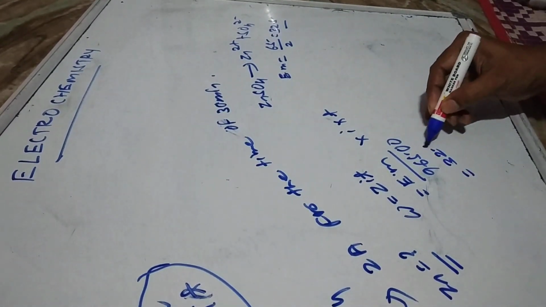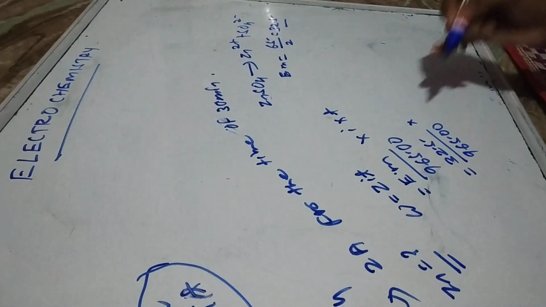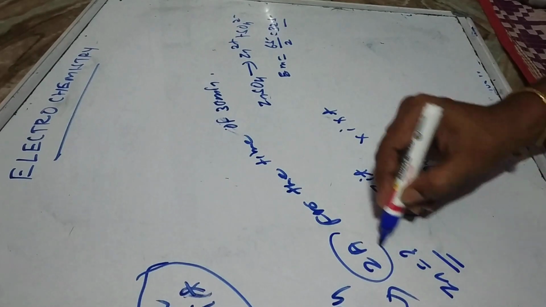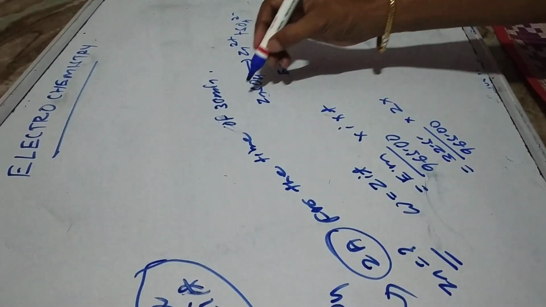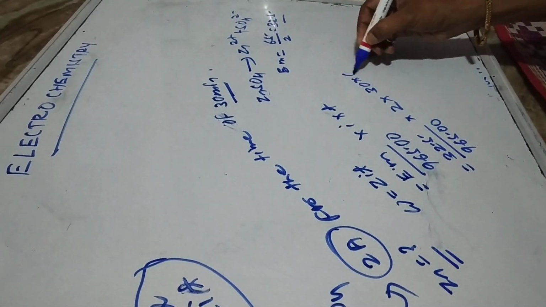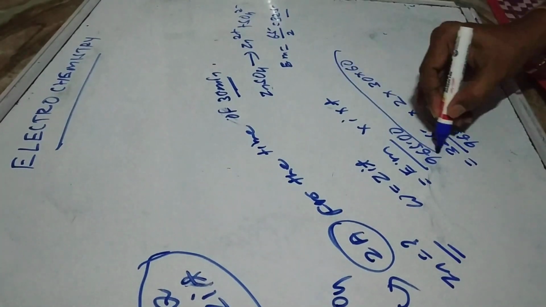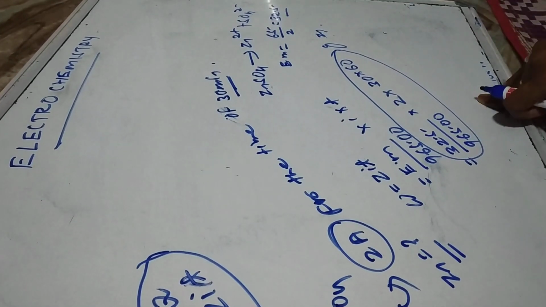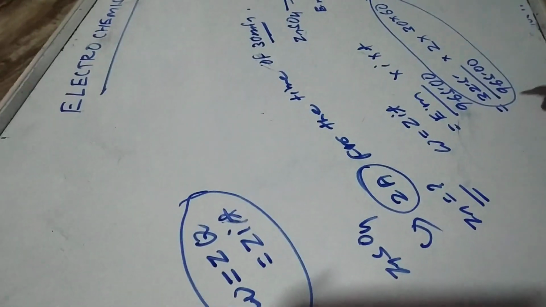So I will write 32.5 by 96500 into I, the amount of current flow, which is 2 ampere, into T, the time in seconds. Here I have taken 30 minutes, I will convert it into seconds, so that is 30 into 60. So on calculating all of it, what amount will you get? So this many grams of zinc will be deposited. So like that we can do some numericals by using the first law of electrolysis.